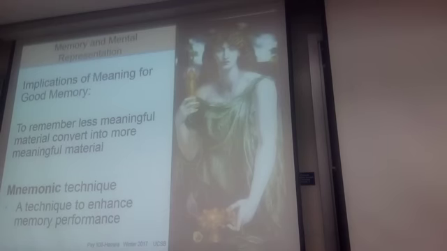This is summing that up, that the implication of meaning for good memory is that to remember less meaningful material, you can convert it into more meaningful material. And this is something that we do with mnemonics. So when we had to memorize the planets back in grade school, instead of just having to remember them as a list, we had little mnemonics using the first letter of each that made a sentence, or the Every Good Boy Deserves Fudge mnemonic for notes in music. So we have these things where we attach meaning to otherwise seemingly arbitrary stimuli to help us to memorize them.